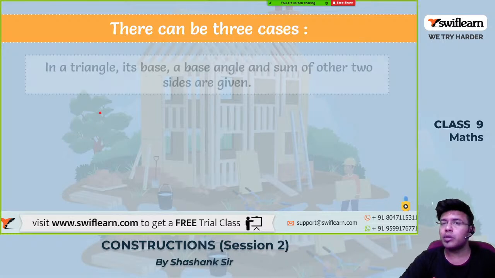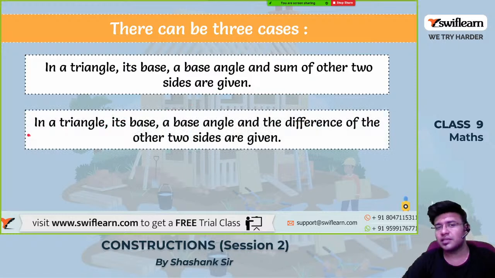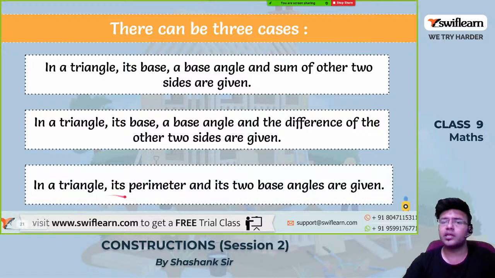देखो यहाँ पे there can be three cases. In a triangle, its base, a base angle, and the sum of the other two sides are given. ये एक case है. Second, in a triangle, its base, a base angle, and the difference of the other two sides are given. ओके, बेस दिया है, फिर एक बेस एंगल दिया है, and they have given the sum of the other two sides, or they have given the difference of the other two sides. So how to construct this? Third, in a triangle, its perimeter and its two base angles are given, means the sum of all the three sides and two base angles they have given.